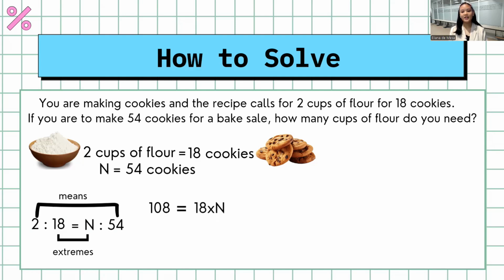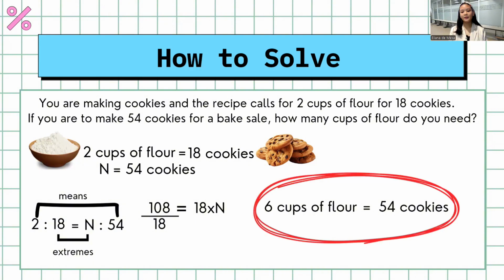The next step is to divide by the number beside the missing term. And what is the number beside the missing term? Correct! The number beside the missing term is 18. What is 108 divided by 18? That's right! 108 divided by 18 is 6. So we need 6 cups of flour to make 54 cookies.